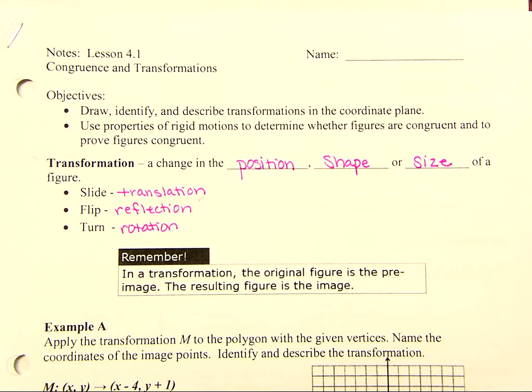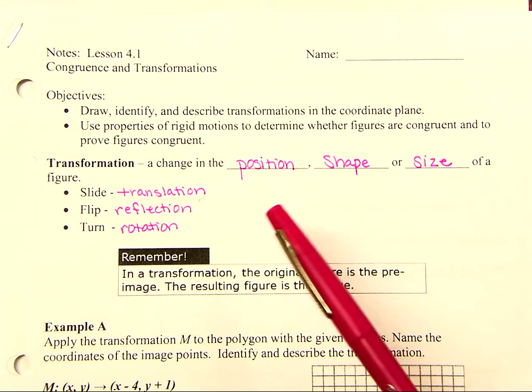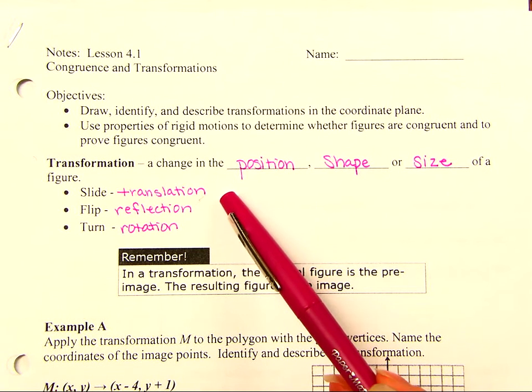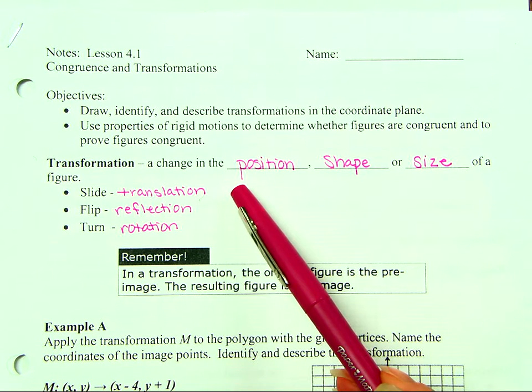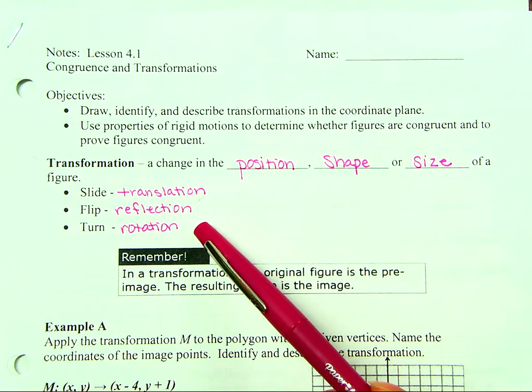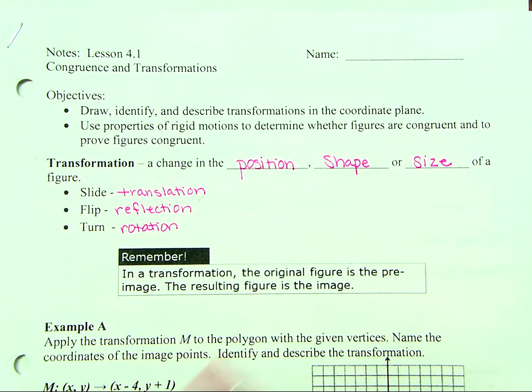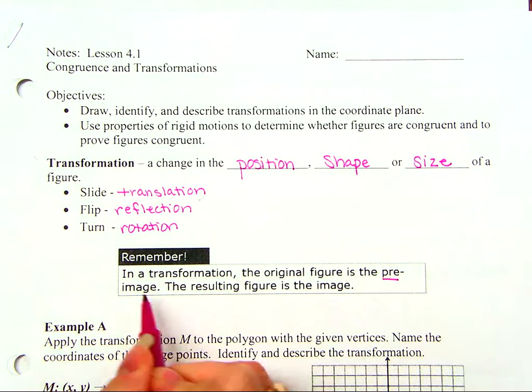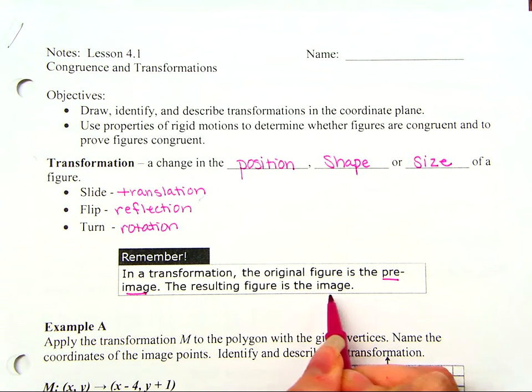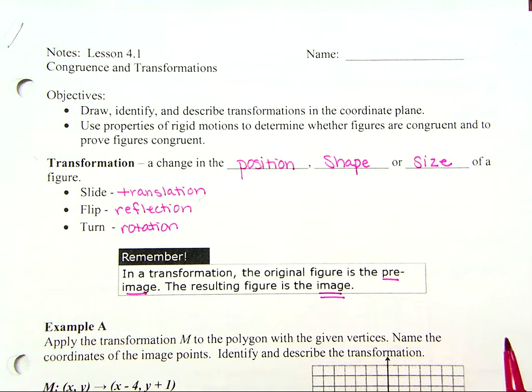When you were younger, you learned those transformations as the slide, the flip, and the turn. And now we have added some new vocabulary, and we call them the translation, the reflection, and the rotation. I also wanted to remind you that in our textbook, they will call the original figure the pre-image, and the resulting figure is the image. So that's the before and after.